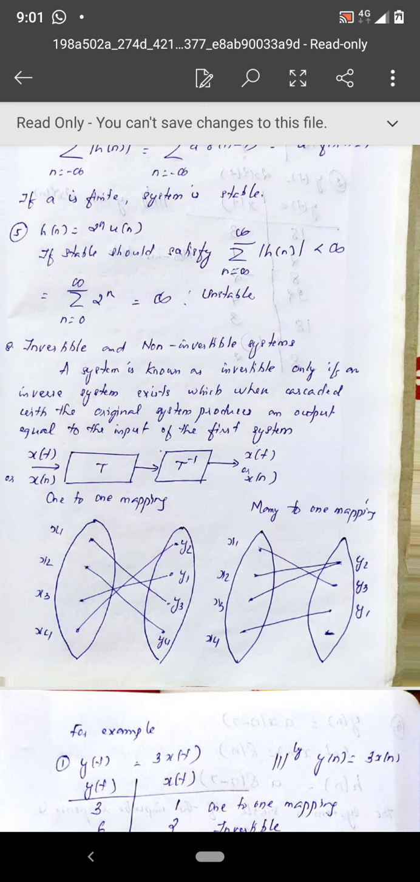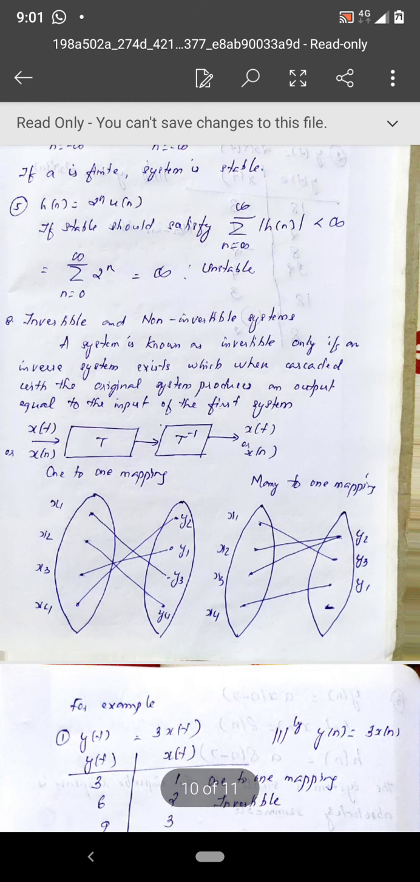And the last classification is invertible and non-invertible systems. Okay, so what is an invertible system? Suppose you have a system represented by T, which stands for transformation. That is, x of t is being transformed to get y of t, or x of n is being transformed to get y of n. To that system you cascade another system having the transformation T inverse. When you cascade such a system, if you get the output which is the same as the input you applied to the first system, then such a system is called an invertible system.